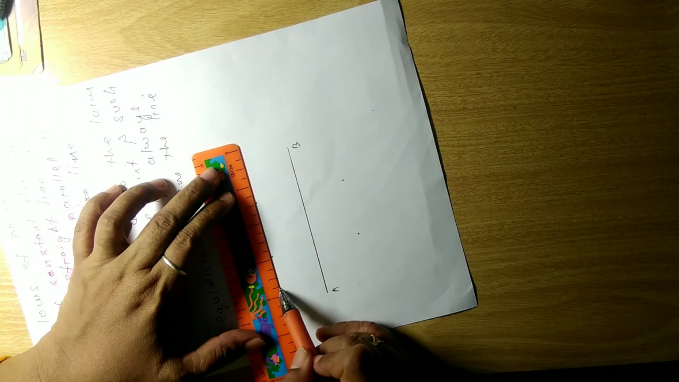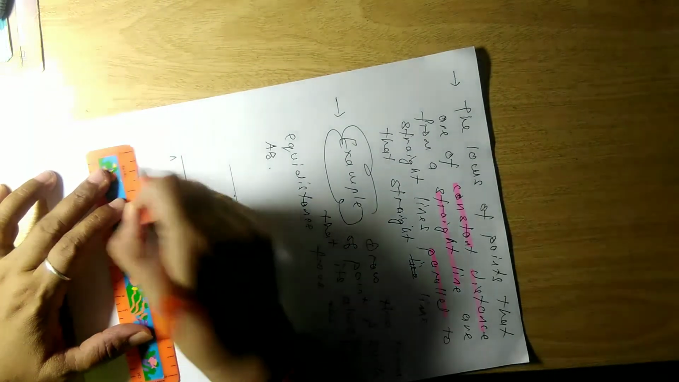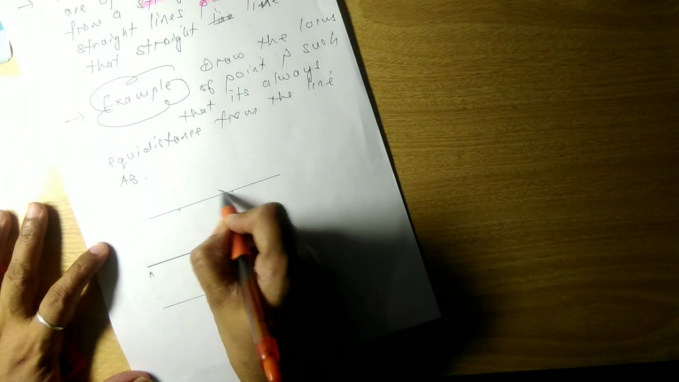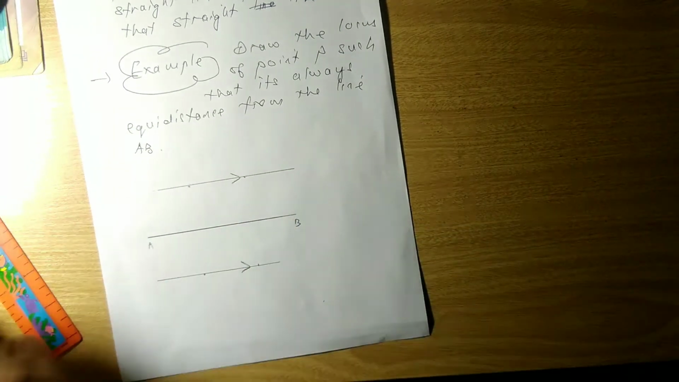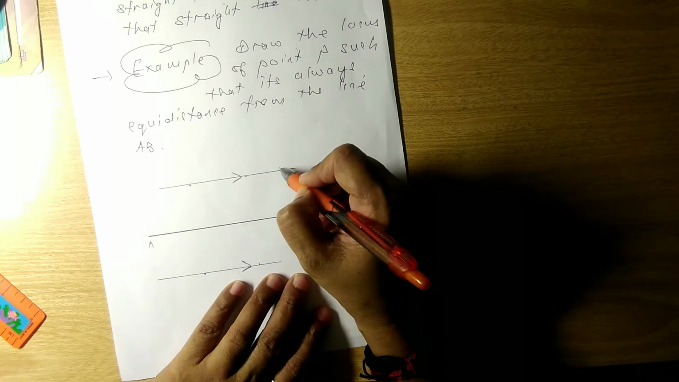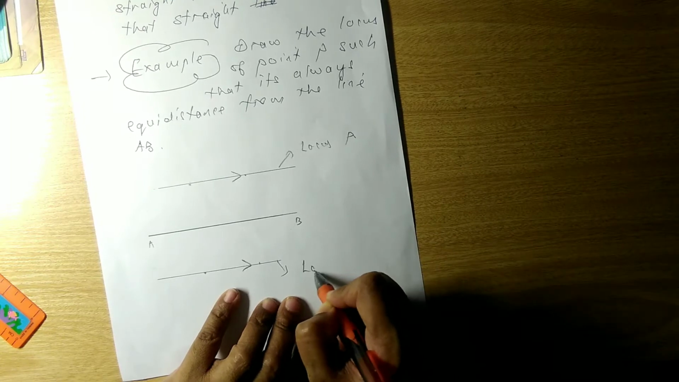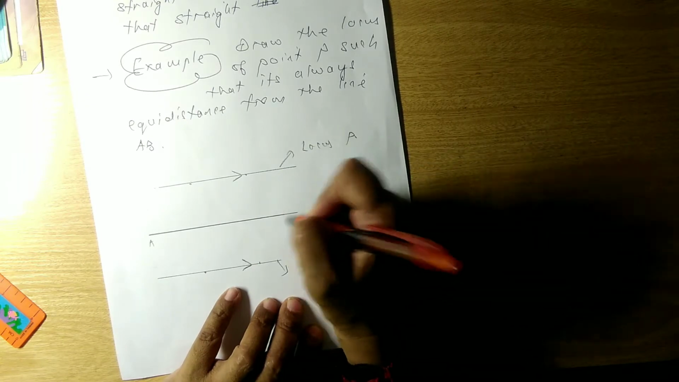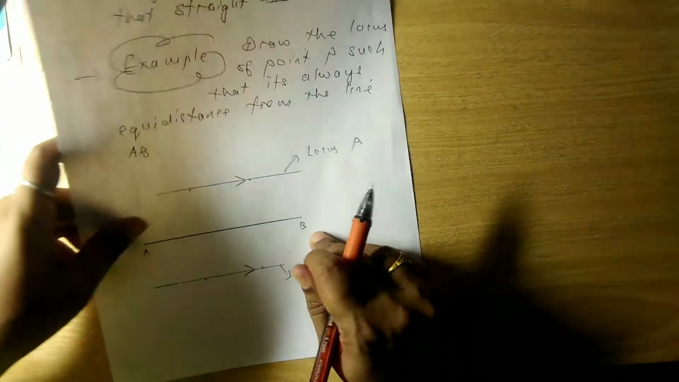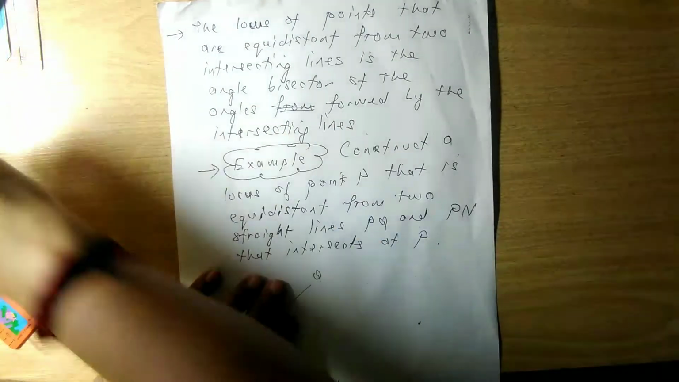you actually get two lines which are actually parallel to the original straight line. So these are the two parallel lines formed above and below the line AB. So this becomes my locus of P, and this is again my locus of P. So they actually form two parallel lines above and below the line AB. Alright? Okay, so that's one. The next one will be the last one.